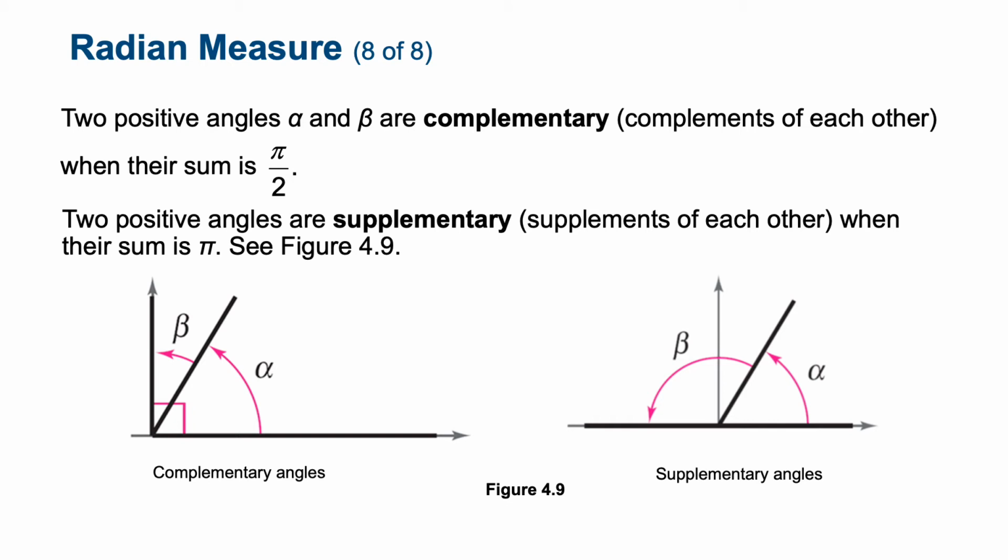Two angles, alpha and beta, are complementary when their sum is pi over 2 or 90 degrees. And two positive angles are supplementary when their sum is 180 degrees or pi. This is in radians, so pi over 2. You should really familiarize yourself with common radian measures and their degree equivalents. So let's talk about degrees now.